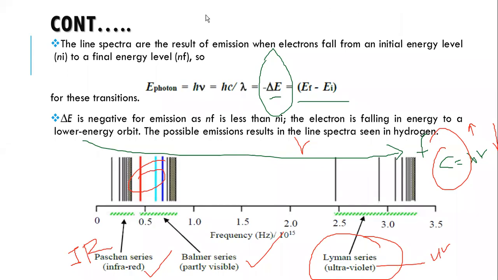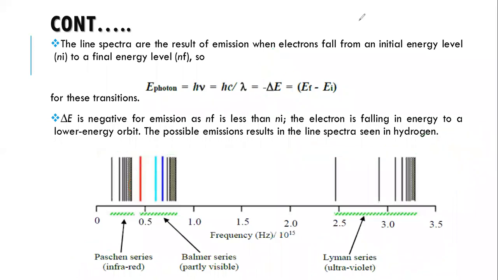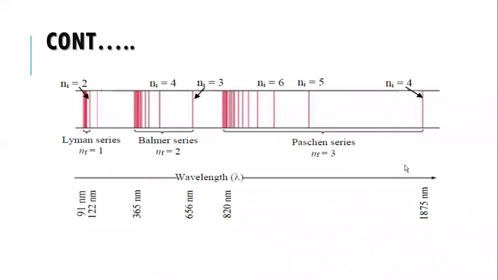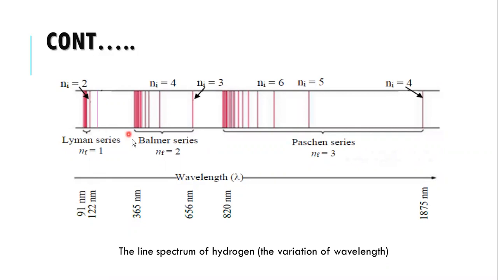Let's move on to the next slide and you will understand what we are talking about. This shows the line spectrum of hydrogen, the variation according to wavelength. Always the Lyman series lies first. I already told you, the Lyman series always lies first. Why? The wavelength is less, so it shows the lowest wavelength and also the highest frequency.